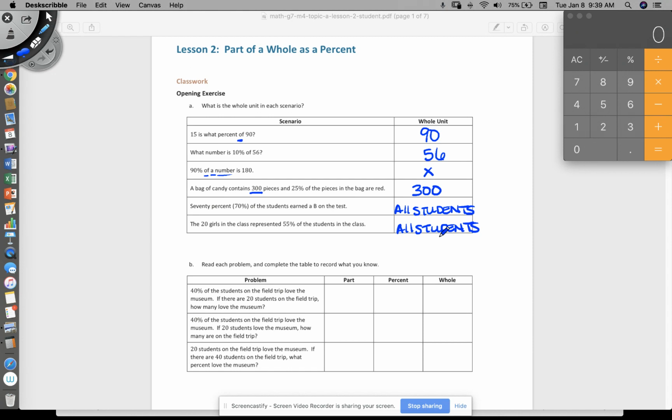All right, let's look at B. Read each problem and complete the table and record what you know. So we're looking for the part, the percent, and the whole, okay? We're not solving. Again, we're going to kind of decode.